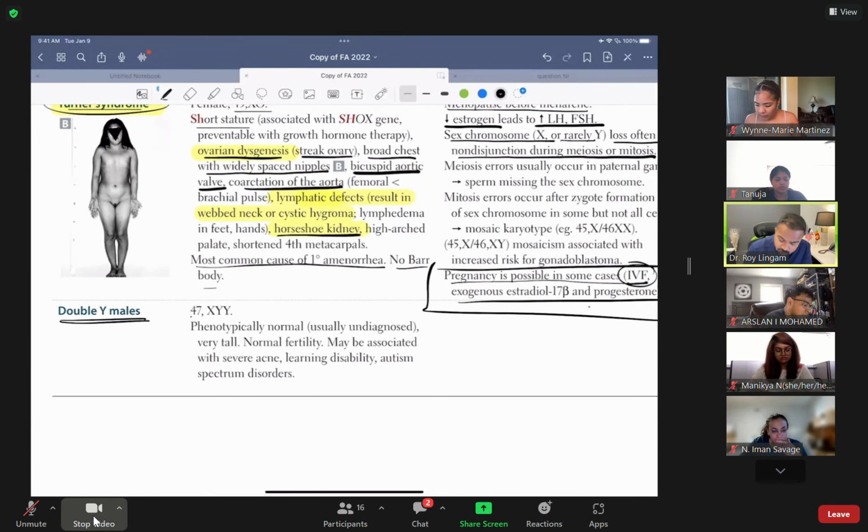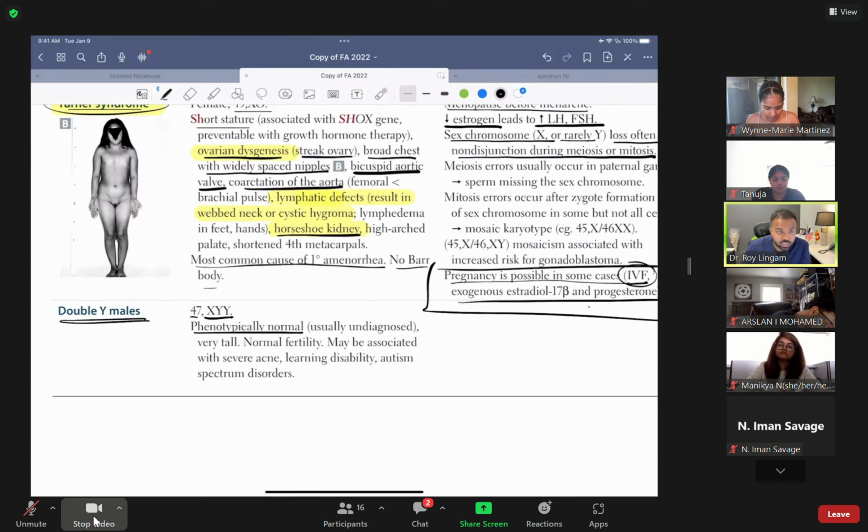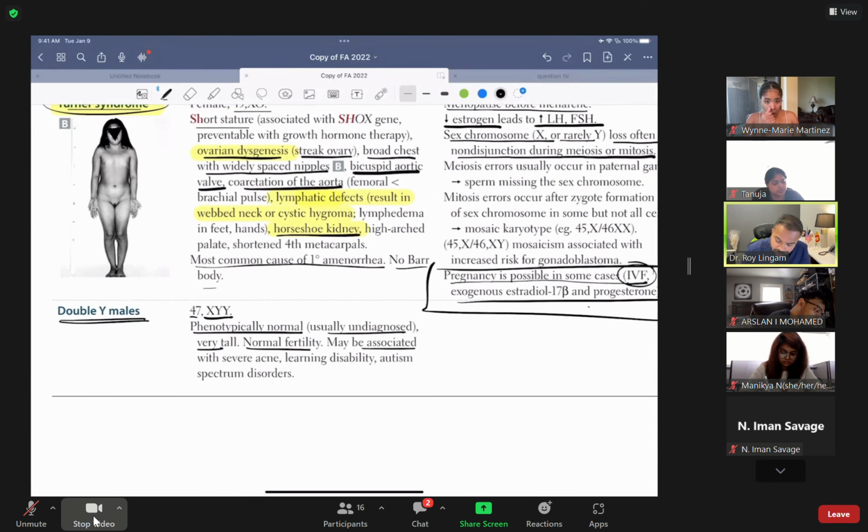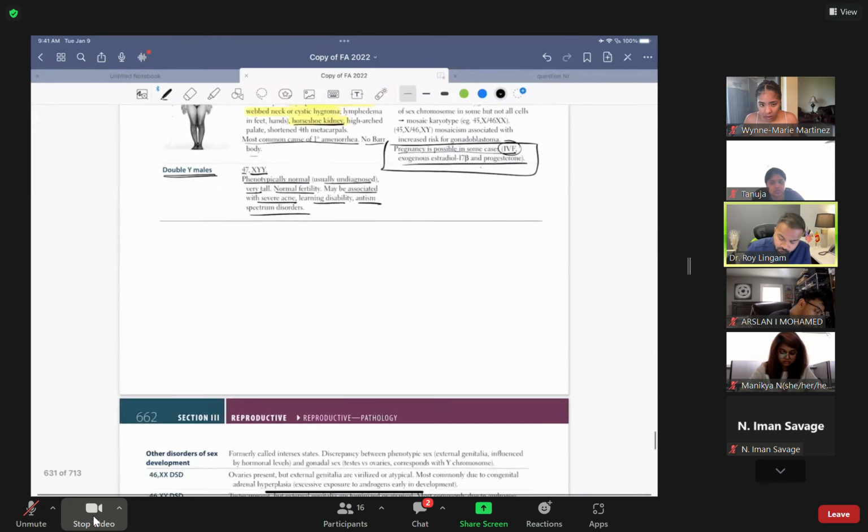This is a 47,XYY. Okay. Phenotypically normal. What does that mean? Phenotypical means how they look. Genotypical means what their chromosomes are. Here they are normal, underdiagnosed, very tall, normal fertility, may be associated with severe acne, learning disability, autism spectrum disorders, possibly. Very rare disorder. You just know the name. I wouldn't be worried about this, folks. Okay.